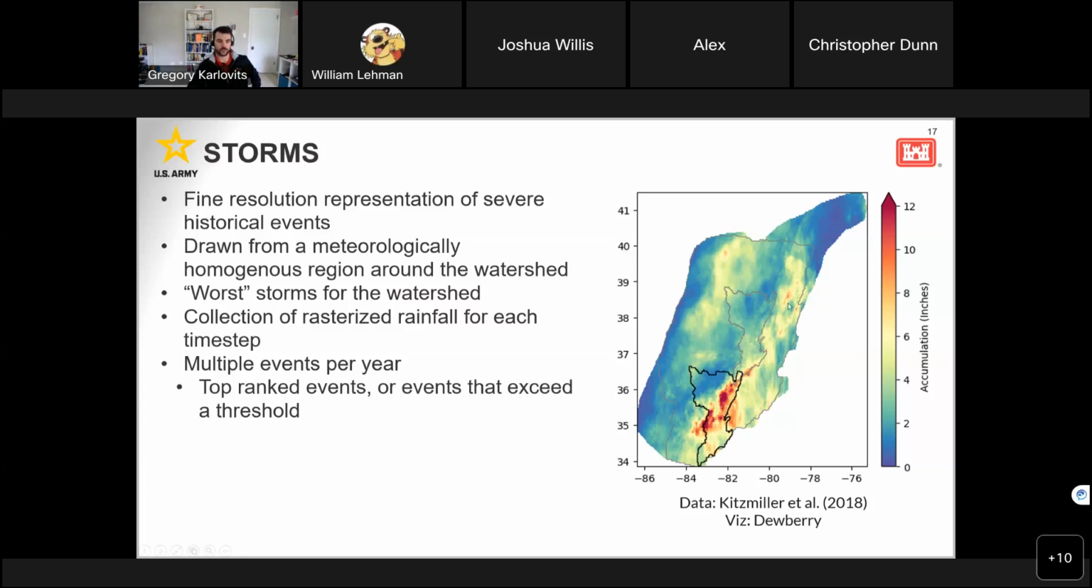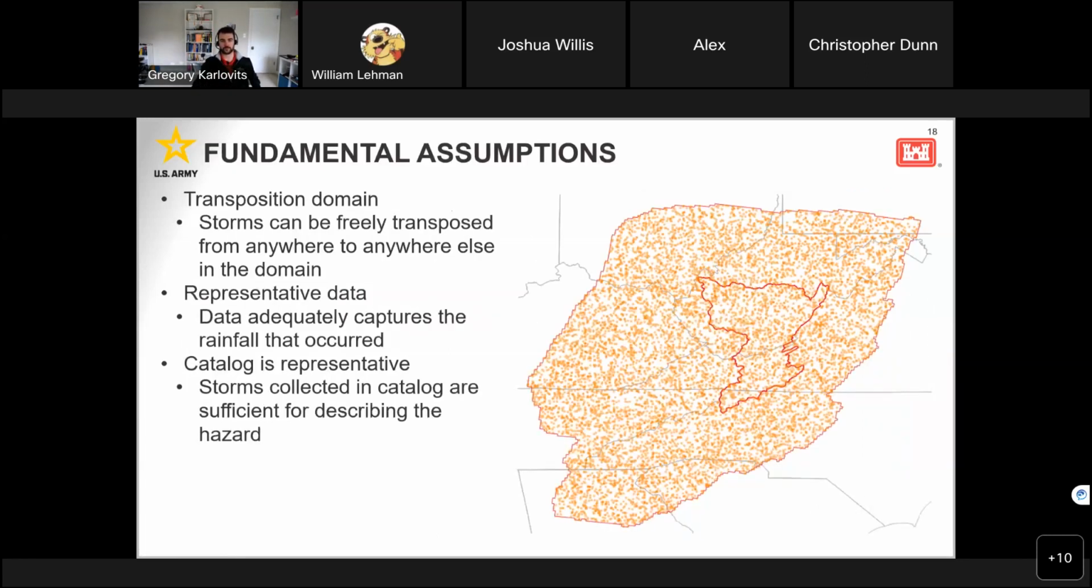And what we do is when we sniff these storms out, we keep multiple events per year. Either we keep, say, the top 10 per year or top 15 per year, or we find what threshold we believe is the smallest end of our large credible storms, and we just keep all of the storms with an average accumulation above that threshold.